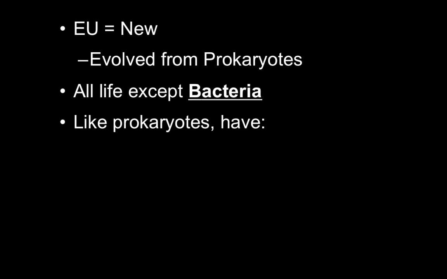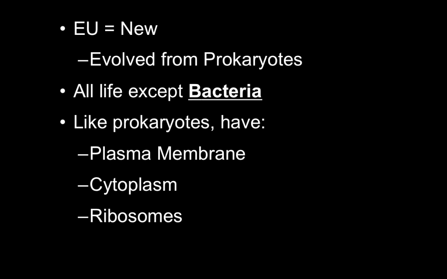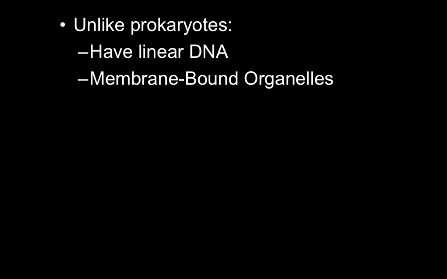Like prokaryotes, eukaryotes have a cytoplasm, plasma membrane, ribosomes, and some, like plants, have a cell wall made of cellulose. Unlike prokaryotes, eukaryotes have linear DNA, which means it's arranged in a series of straight lines that can wind up into chromosomes. And unlike prokaryotes, they have membrane-bound organelles, which means they have structures that have their own membranes.